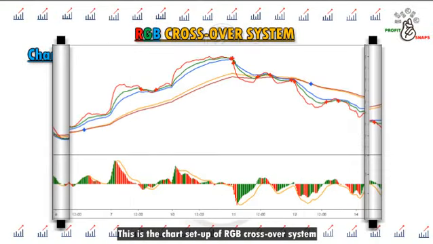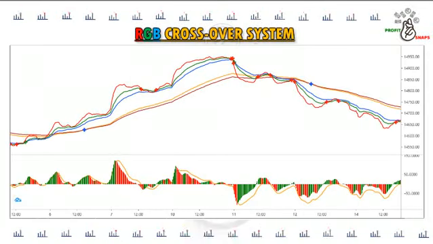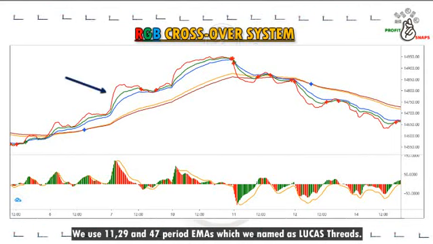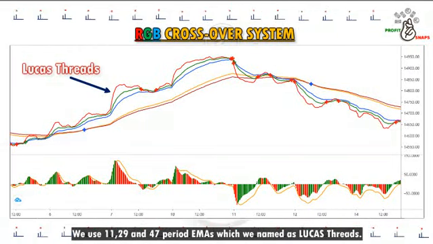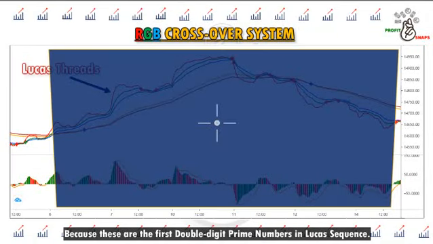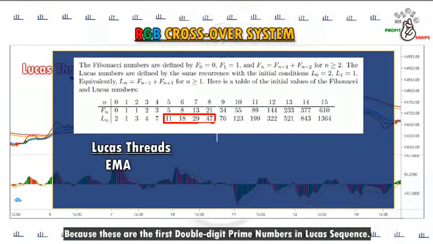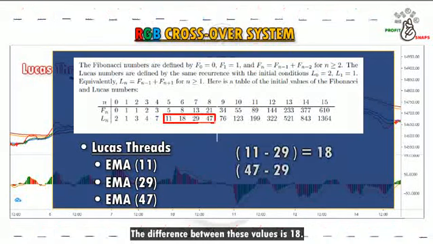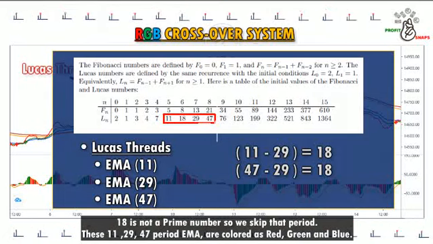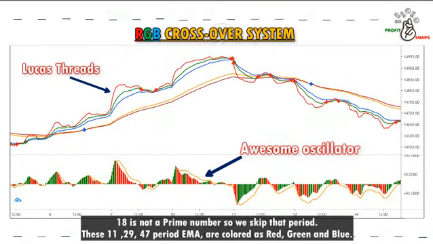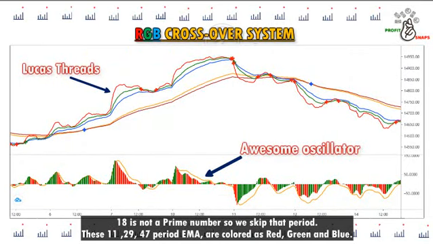This is the chart setup of RGB crossover system. We use 11, 29 and 47 period EMA, which we named as Lucas threads, because these are the first double-digit prime numbers in Lucas sequence. The difference between these values is 18. 18 is not a prime number, so we skip that period. These 11, 29, 47 period EMAs are colored as red, green and blue.